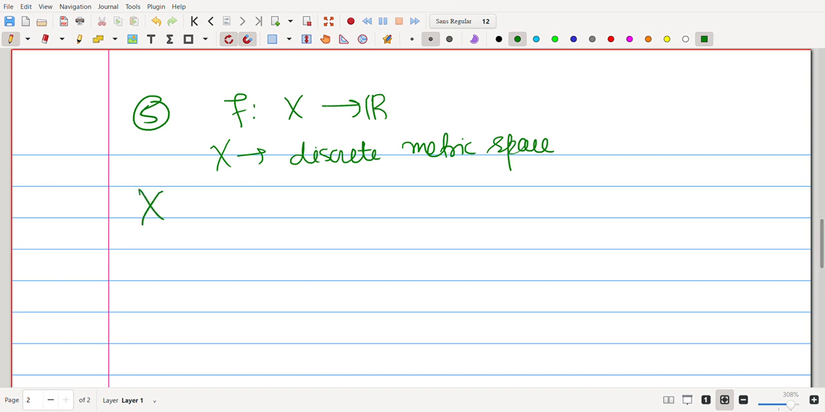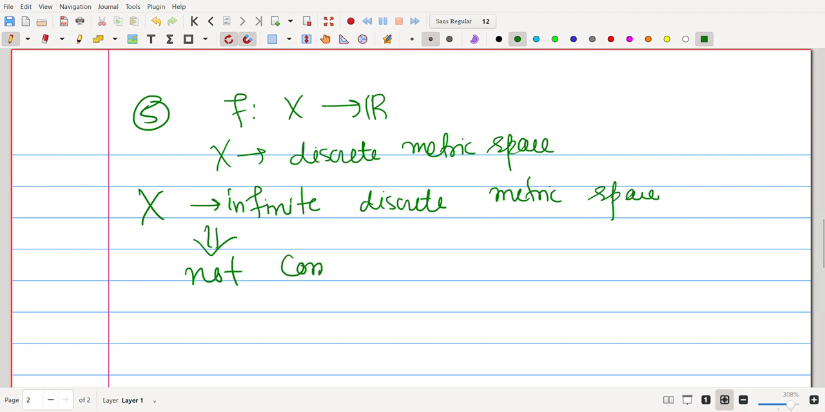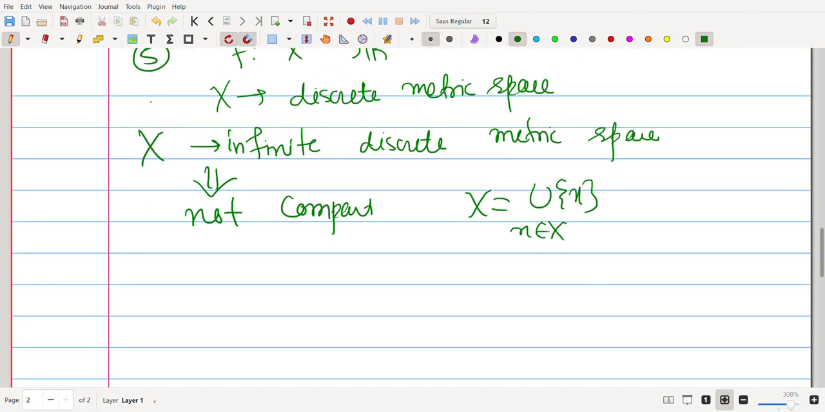So take an infinite discrete metric space, and we know that an infinite discrete metric space is not compact, because you can write X as the union of singletons, the singletons are open here, right? And this doesn't have any finite subcover since the cardinality of X is infinite, so it's easy. Now any function is continuous, and uniformly continuous as well.